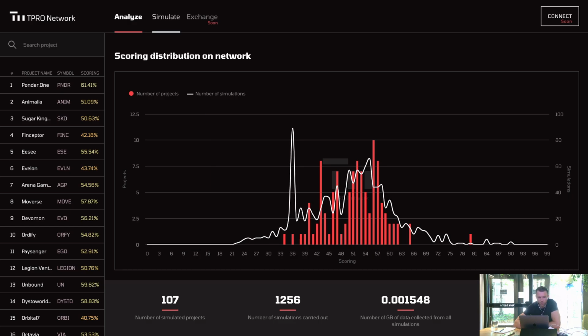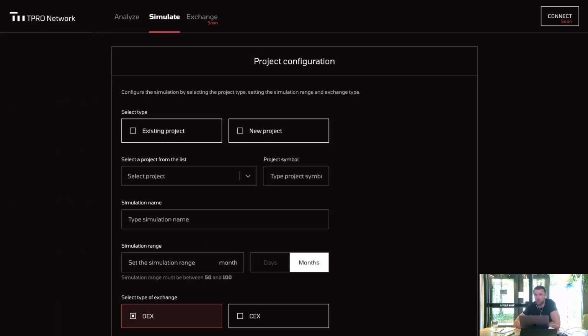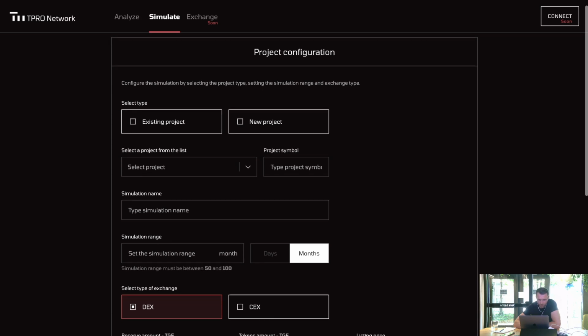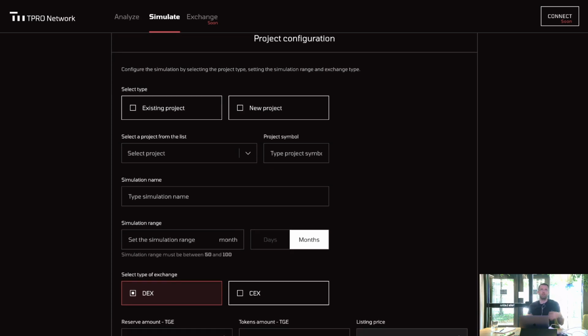So we will go to the analyze view of the apps later on, but today we are here mainly for the simulation, right? So let's start with the simulation application. We tried really to make it as simple as possible. However, it's always a challenge.